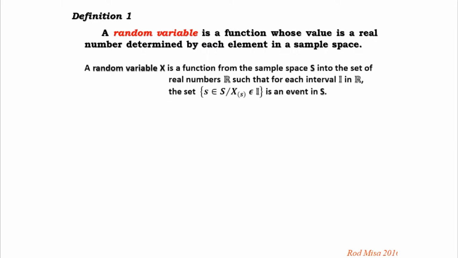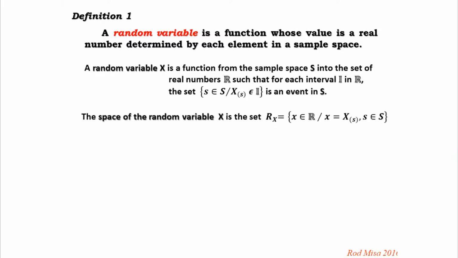And mathematically, a random variable X is a function from the sample space S into the set of real numbers R, such that for each interval I in the set of real numbers, the set of all s such that X(s) is in I is an event in the sample space. Now, the sample space of a random variable is the set of all x in the set of real numbers, such that this x is the specific value of the random variable X of every event in the sample space.